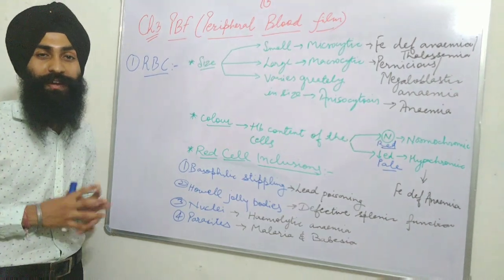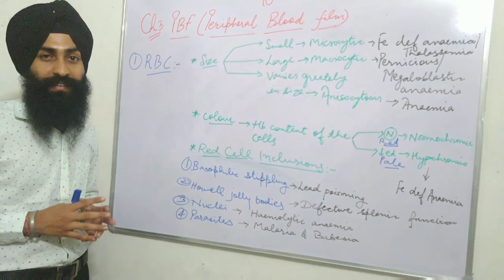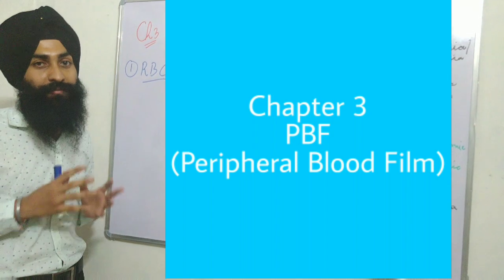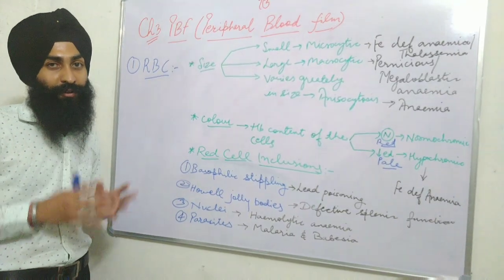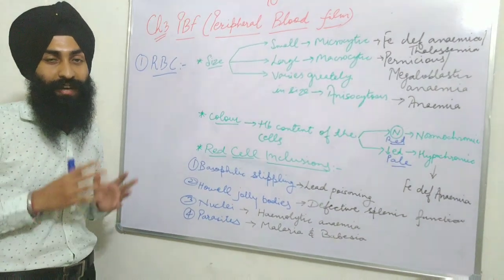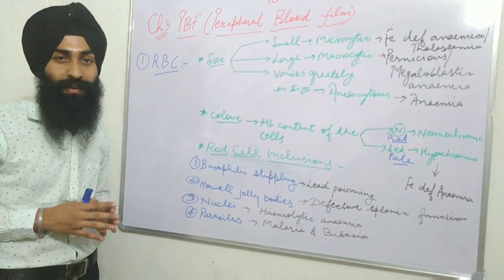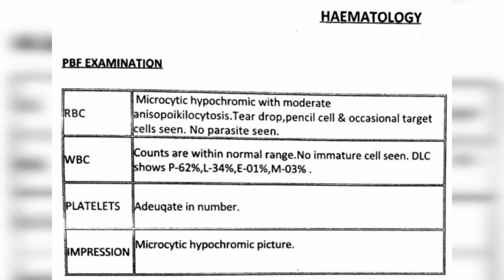In the continuation of my hematological series, today I am presenting my chapter 3, that is PBF, Peripheral Blood Film. If you have not seen my last two videos, last two chapters, please go to the link in the description given below. You can see the PBF report on the screen and the findings of all the 3 blood cells, and at last they have written the impression through which you have to make the diagnosis.